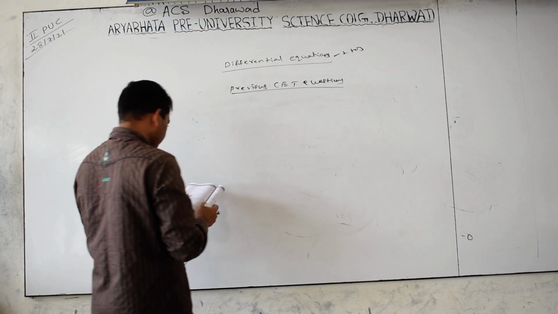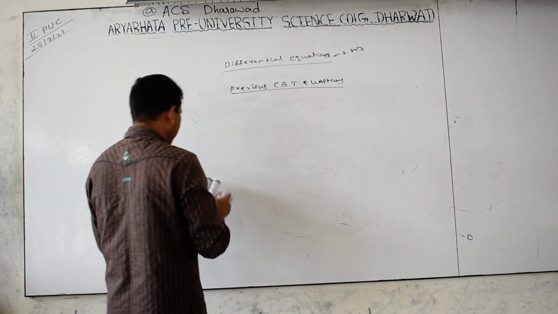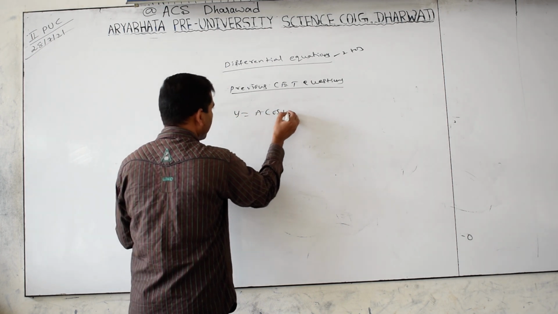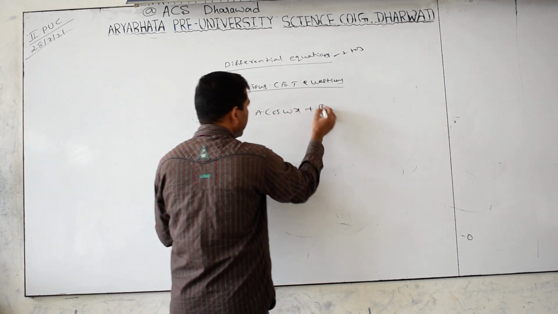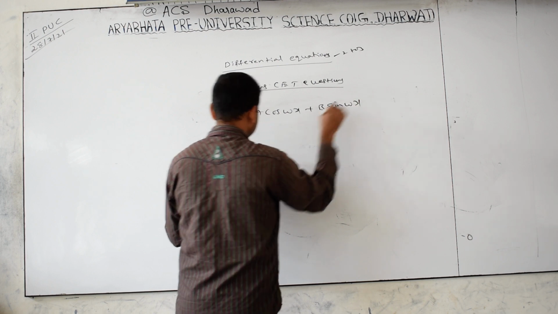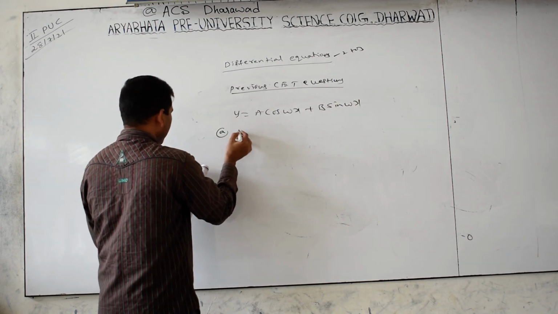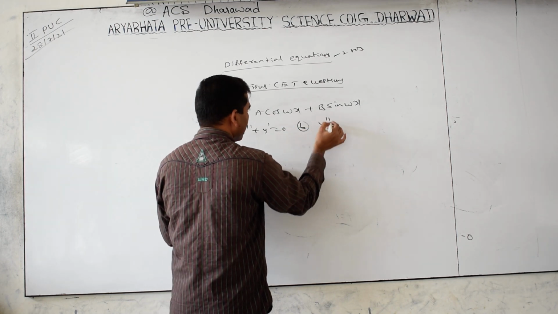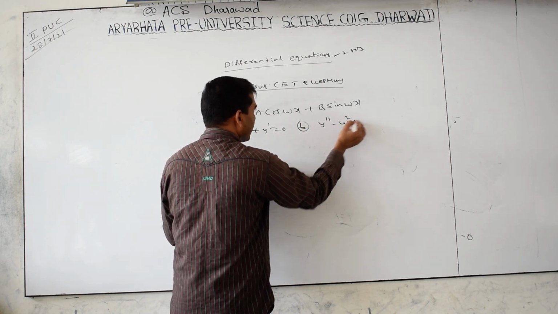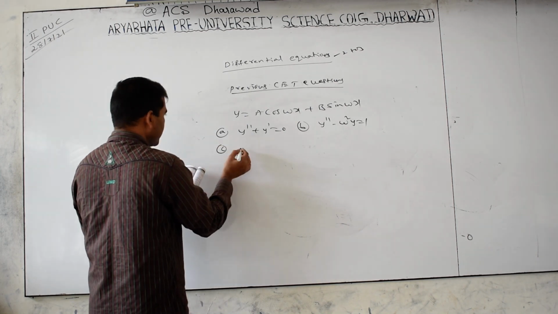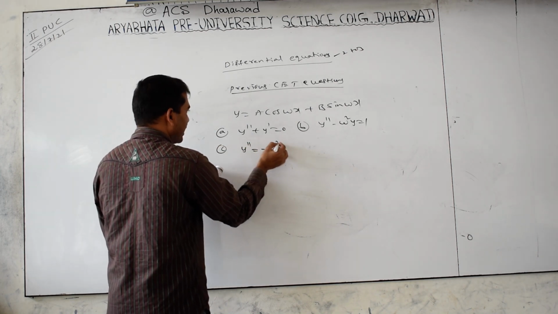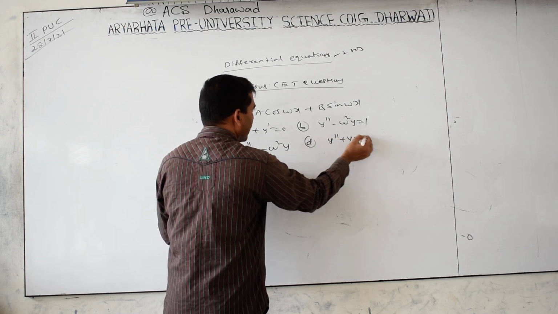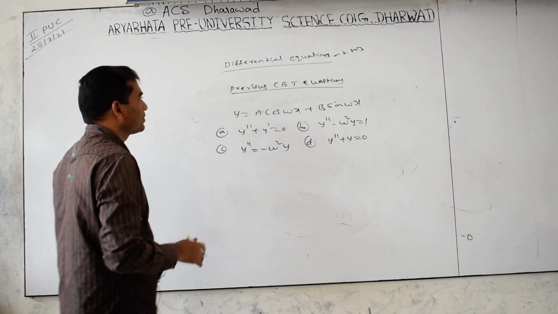First question: the differential equation obtained by eliminating a and b from y equal to a cos omega x plus b sin omega x. Option A, y double dash plus y dash equal to 0. Option B, y double dash minus omega square y equal to 1. Option C, y double dash equal to minus omega square y. Option D, y double dash plus y equal to 0.